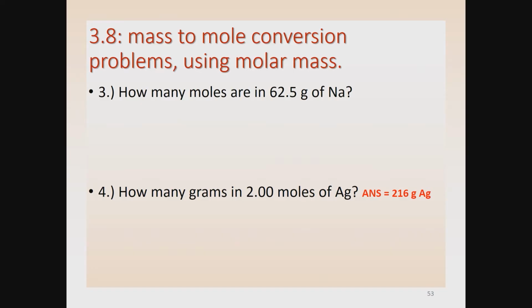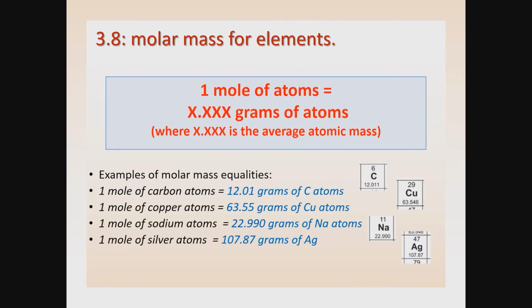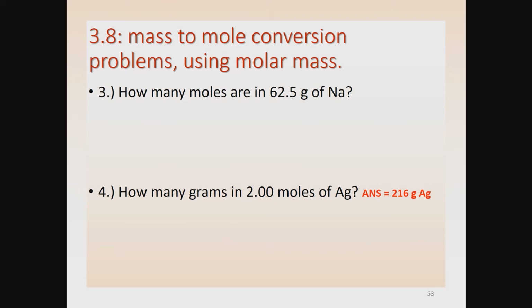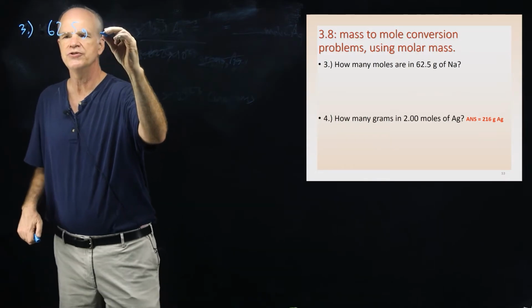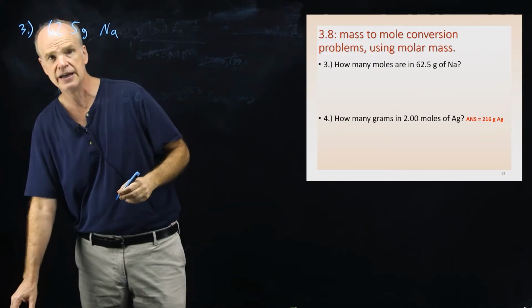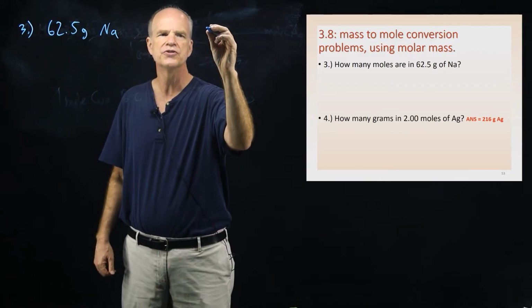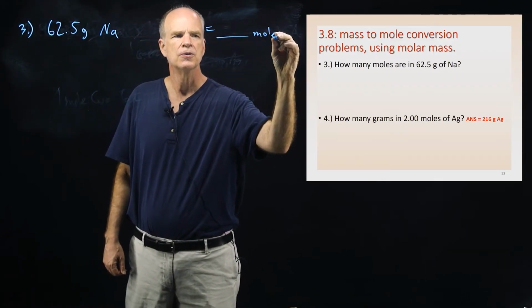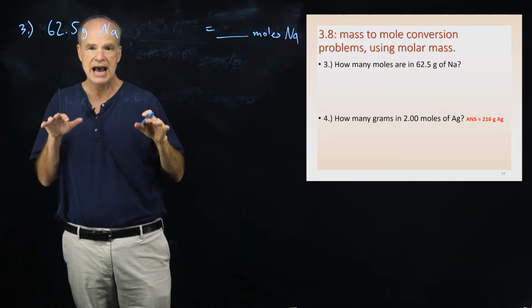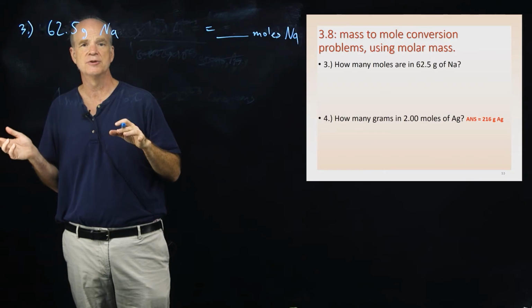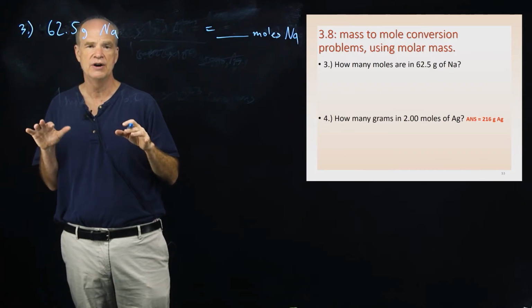So how many moles are in 62.5 grams of sodium? Let me look up the atomic mass of sodium, 22.99. Okay, so let's do problem 3. So if we have 62.5 grams of sodium, and we want to get this into moles, what you have to do is look up the average atomic mass of sodium. And we just saw in the previous slide it is 22.990 AMU.